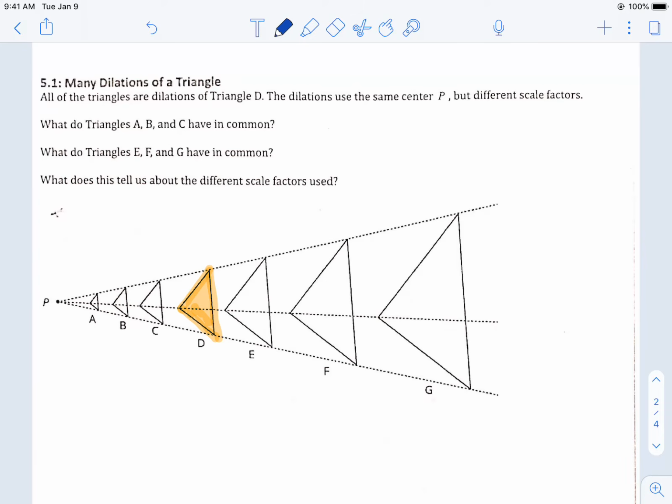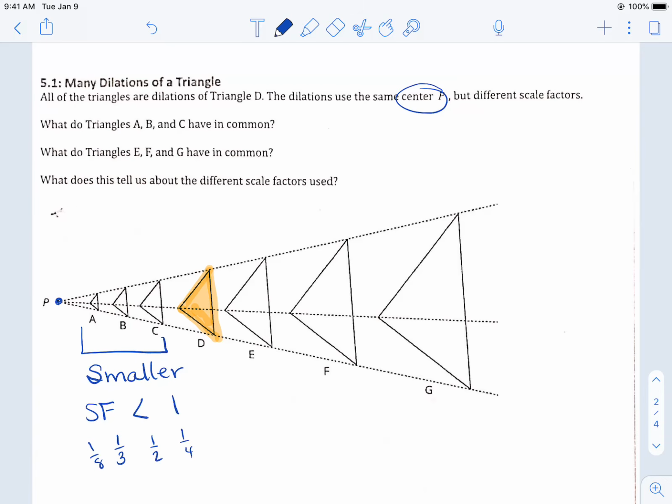Well, if we look at A, B, and C, we notice that, and they told us our center was P, that they're much smaller than D. So they got closer. So if they're smaller, they probably had a scale factor that was less than 1. So some type of fraction that's less than 1. So maybe a third, or a half, or a fourth, or an eighth. Could be anything, but it's less than 1.